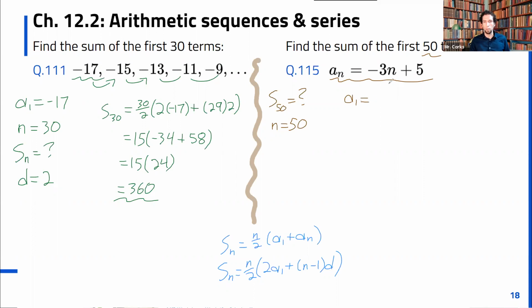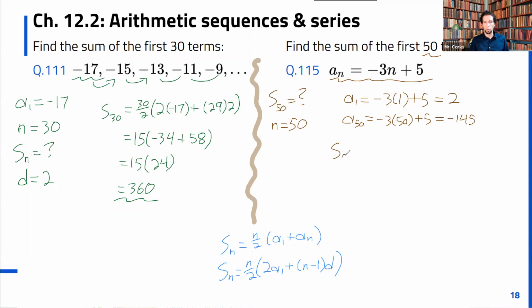So a1 is going to be equal to -3 times 1 plus 5. So -3 plus 5 is 2. a50 is going to be -3 times 50 plus 5. -3 times 50 is -150, plus 5 is -145. And then we're ready for the formula.